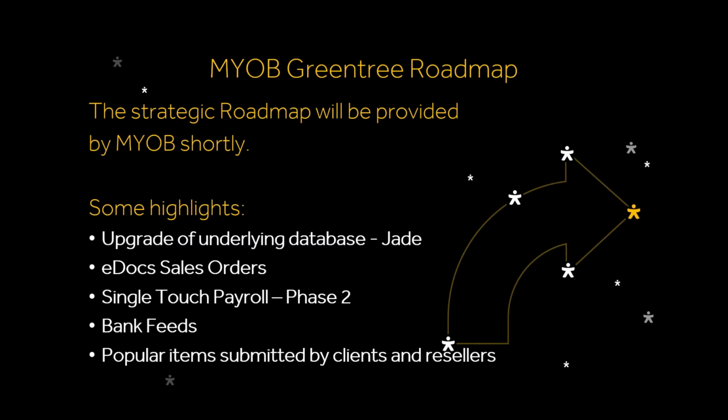Some highlights of what's happening over the next 6 to 12 months. One of the major things is that the underlying Greentree database, being Jade, is going to be upgraded to the latest version. So that's quite a large piece of work that MYOB are being engaged in at the minute, and I'll get back to that when we're talking about the upgrades coming up.